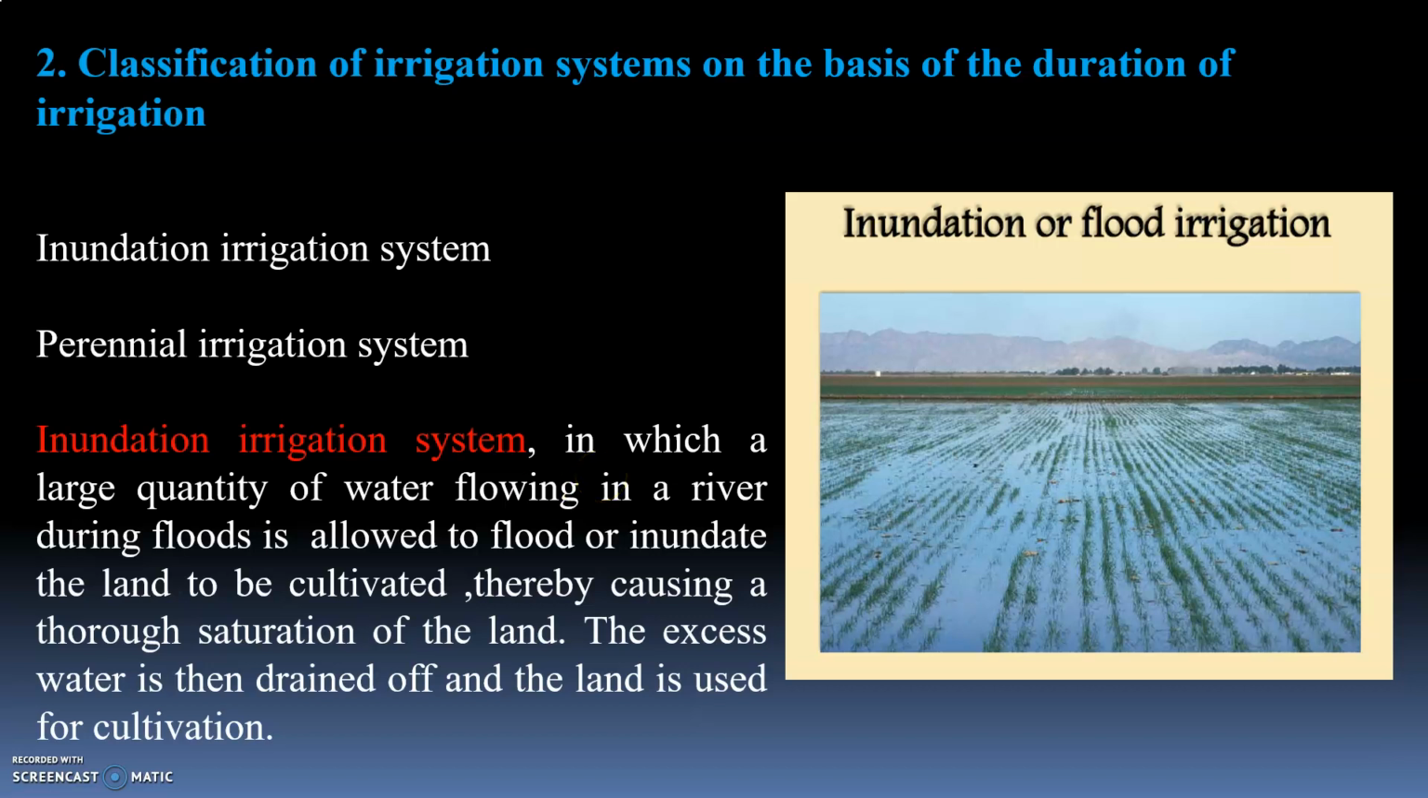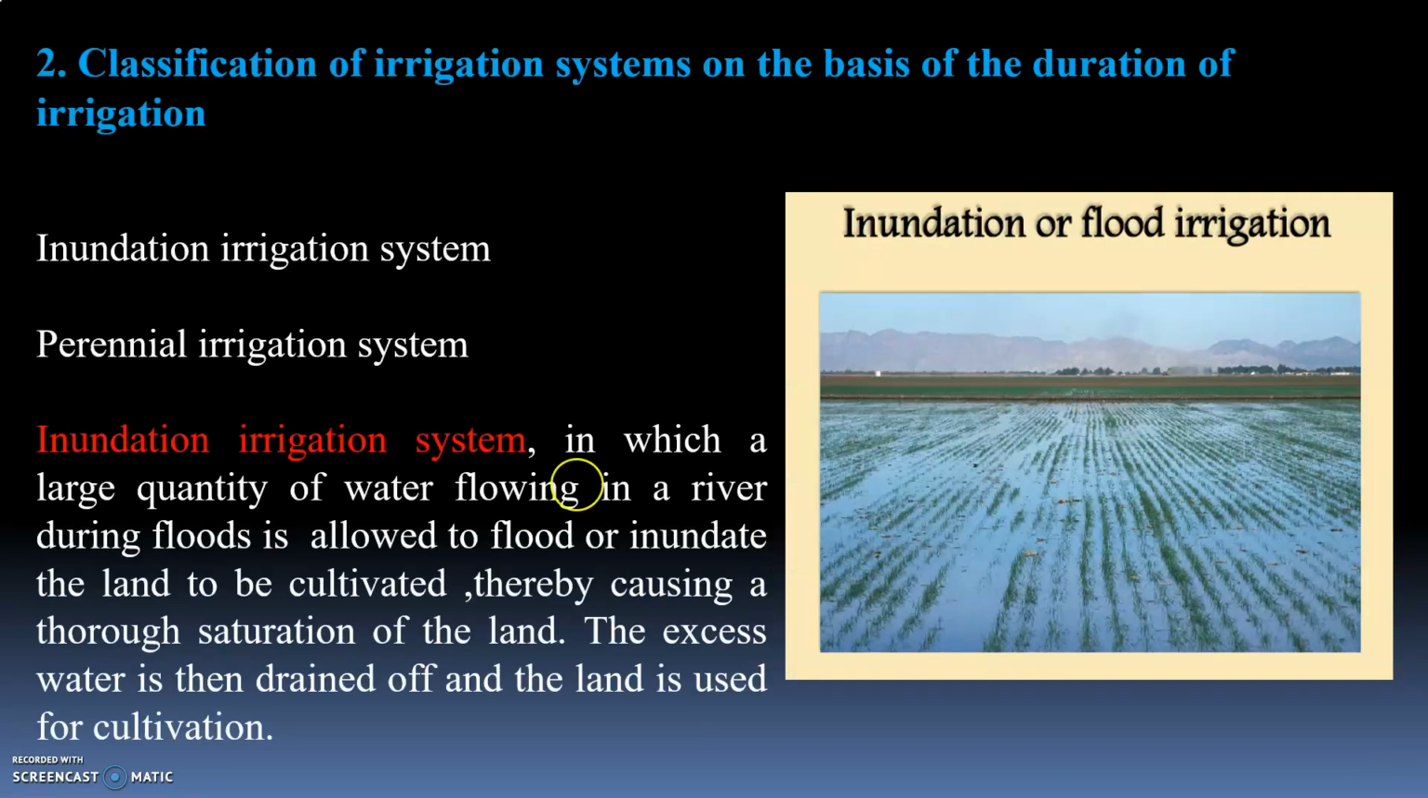The excess water is then drained off and the land is used for cultivation. Here, during the flood time, the water is allowed to flood or inundate the land which is to be cultivated. So it saturates the land thoroughly. If there is any extra water, that is drained off and the land is used for cultivation. So this is the inundation method.